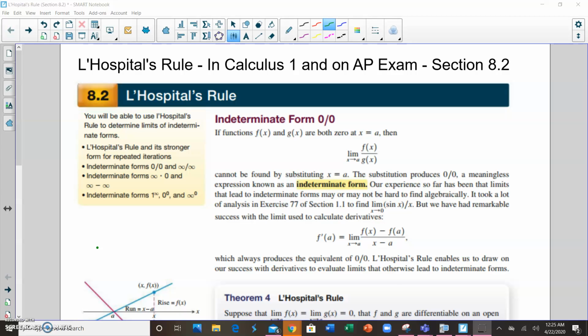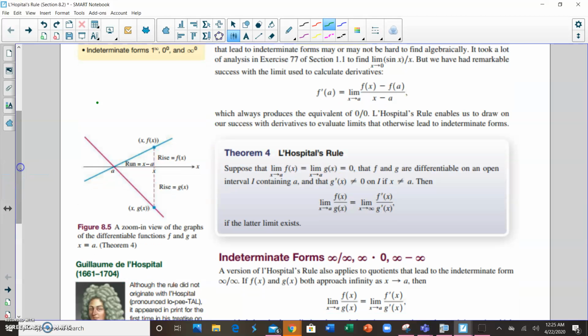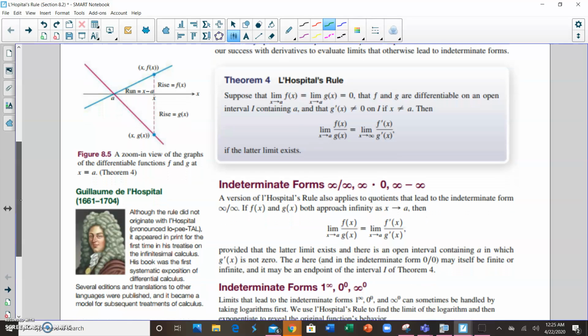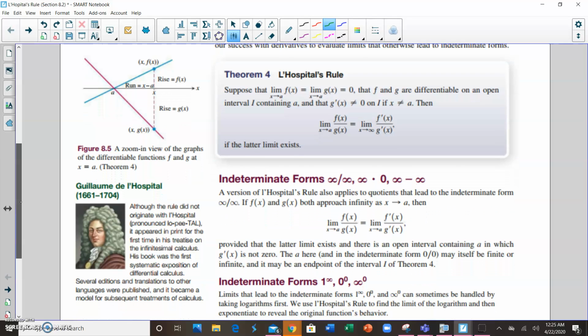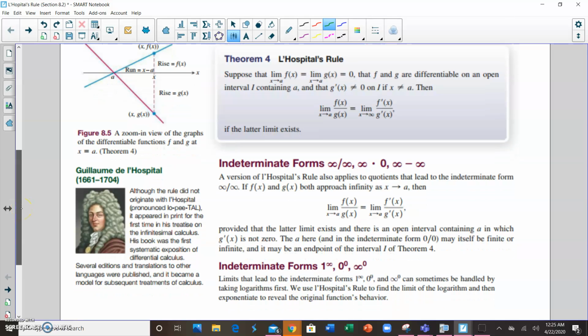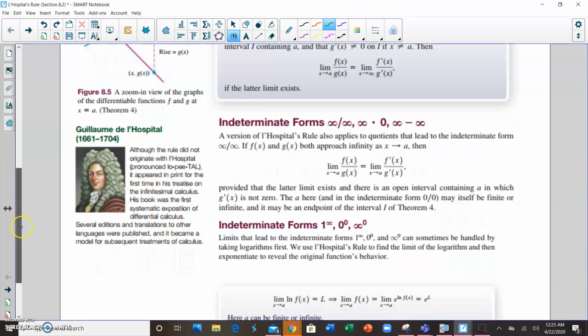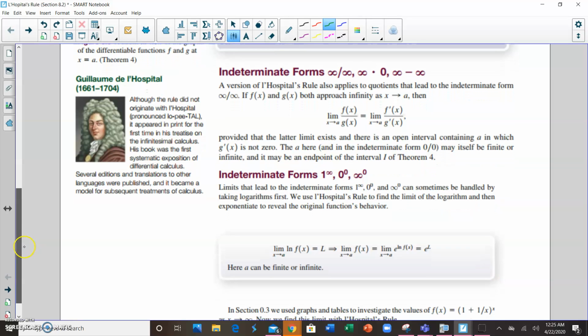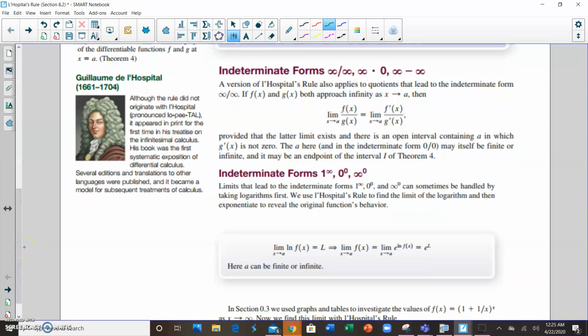So instead of having work to do with 0 divided by 0, there is a shortcut for some of the problems called L'Hopital's rule. So I'm going to scroll down here. This is on page 459, 460 in your book. This is taken right out of your book. And what his whole rule says is that if you get 0 divided by 0 or an indeterminate form, then you can simply take the derivative of the top and the derivative of the bottom and then just plug that number into that.